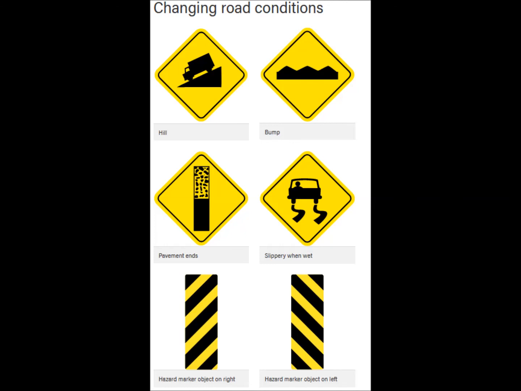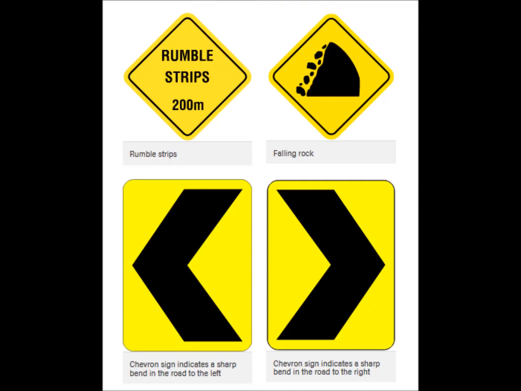Image description. A vertical rectangle with alternating black and yellow diagonal lines, going from bottom left to top right. Hazard marker, object on right. Image description. A vertical rectangle with alternating black and yellow diagonal lines, going from bottom right to top left. Hazard marker, object on left.